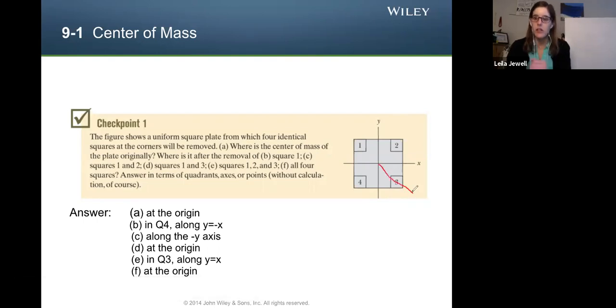There we go, right? Because there's equal amounts of mass above and below on either side, so it would follow that line. Now, if we remove squares 1 and 2, if these both disappear, then we now have less mass on all of the top very evenly, so it's going to be along the negative y-axis. And we could calculate exactly where it is. It'd be somewhere along here, perhaps like there. But at the very least, we know that it is along this negative y-axis.